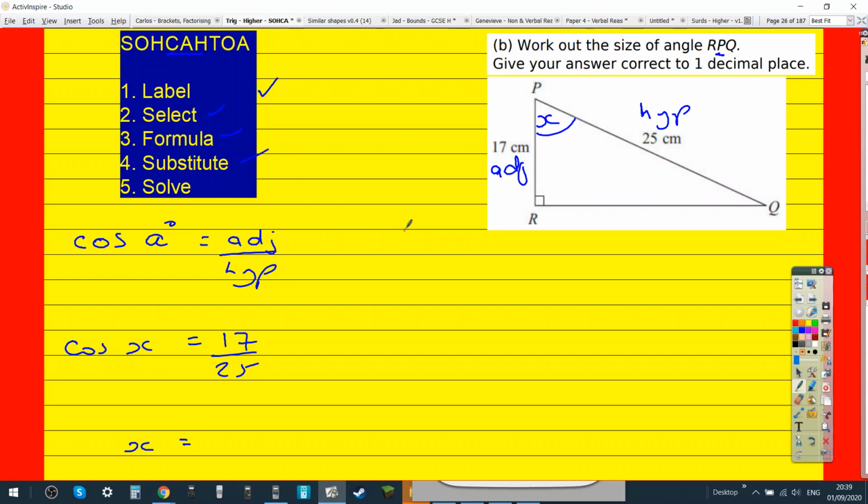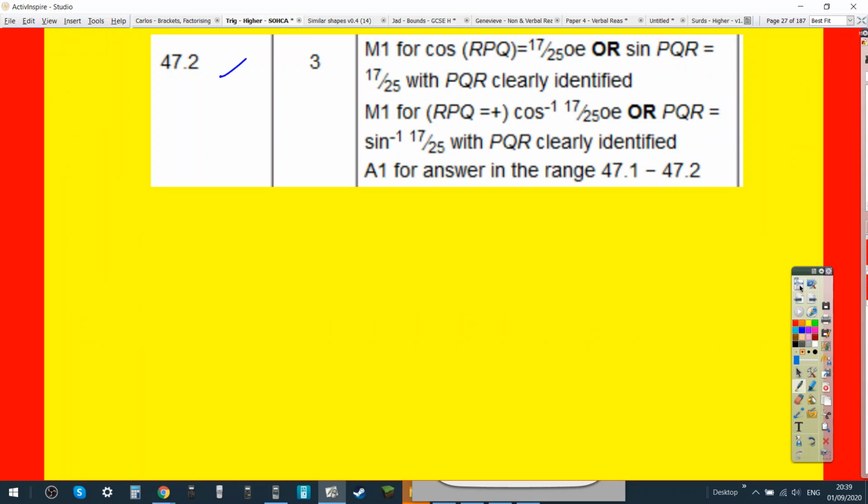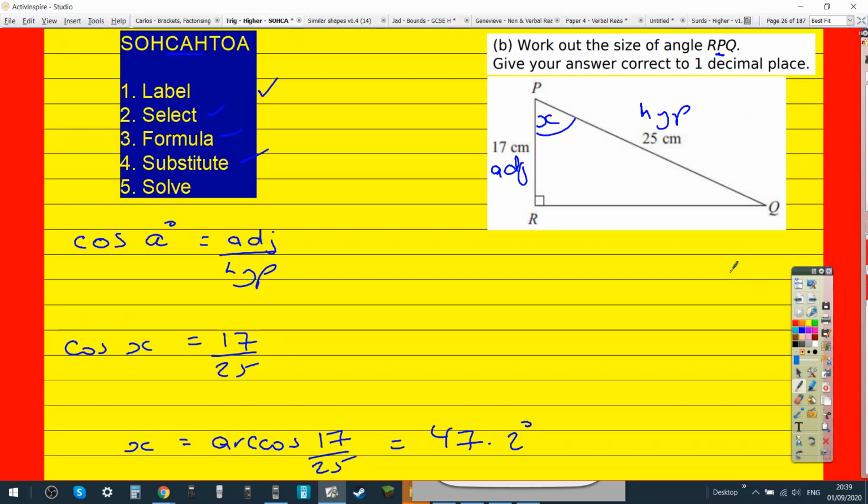And then you have to get rid of the cosine. So you would do what is it called again? Arc cosine. Yep. Arc cosine 1725. Yep. And that would be 47.2. 47.2 degrees. There we go. 47.2. Any questions about that?